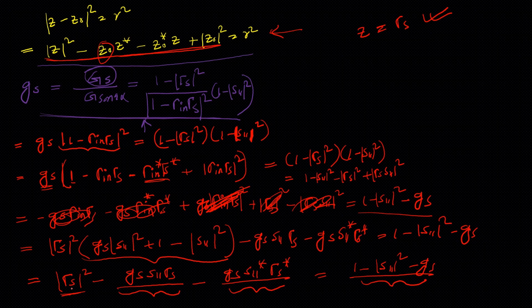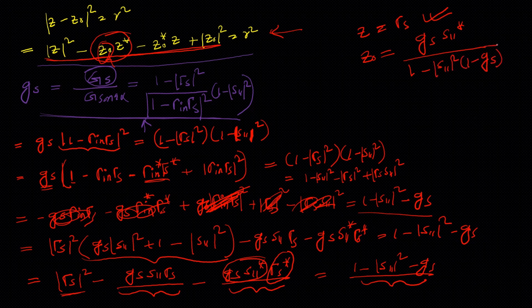So if gamma s is my z naught z, see here my z part is getting conjugated. So my z naught, which is nothing but our center, equals gs s11 star over 1 minus s11 square 1 minus gs.